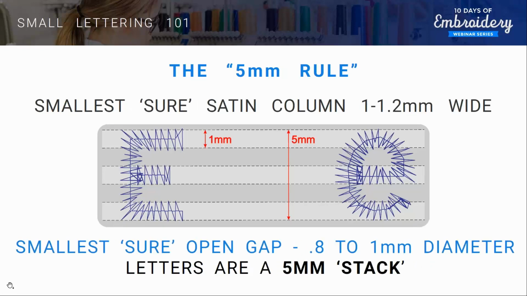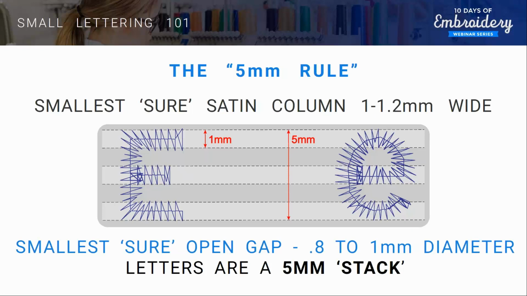It's because the smallest sure satin column is about 1 to 1.2 millimeters wide, the smallest one that will run reliably on most materials. Can you do smaller than this? Absolutely you can. On smooth materials especially, you can get smaller, but you get to a point where if you put the points too close together, you're literally dropping that needle in the same spot twice. So between 0.8 and 1.2 millimeters wide is about what you need to make sure you're going to have a stitch form and not suck into the material below.